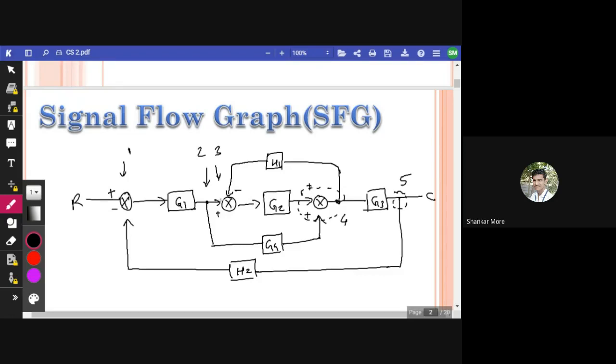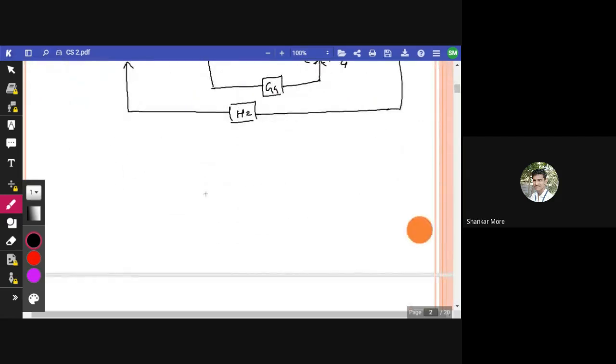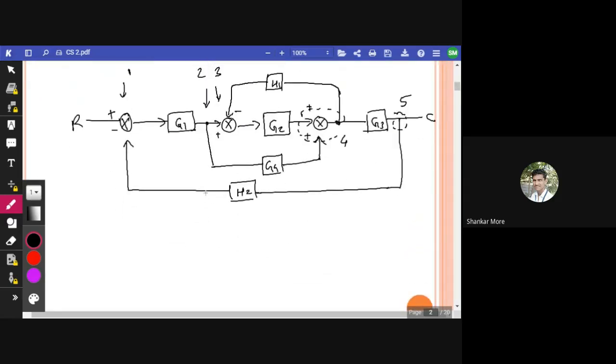So I'm talking about nodes. What is a node? Let us draw the SFG, or signal flow graph, for this. What did I say? Here, how many nodes do we have? We have 1, 2, 3, 4, 5 nodes.